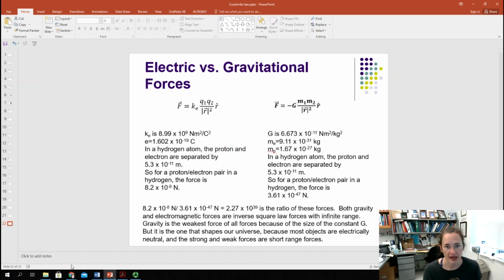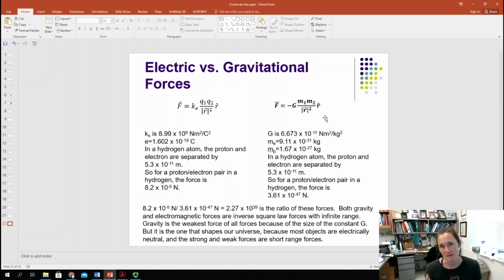I have F is equal to k q1 q2 over r squared r hat for Coulomb's law, and I have F is equal to minus G m1 m2 over r squared times r hat for Newton's law of universal gravitation. These things have very, very similar forms, okay?